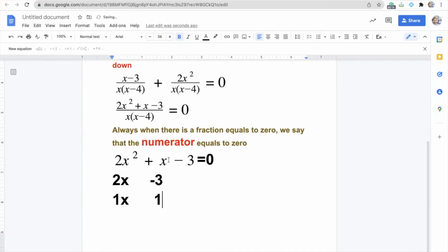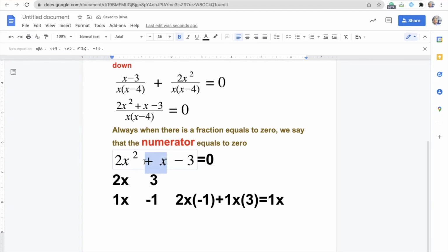If the answer is positive x, that means it's correct. 2x times 1 is 2x, minus 3x is negative. No, I said negative 1, not negative. Yeah, I will flip the signs here and I will see. 2x times negative 1, plus 1x times 3. What is the answer? Negative 2x plus 3x is x. Yay! See? It equals this one.